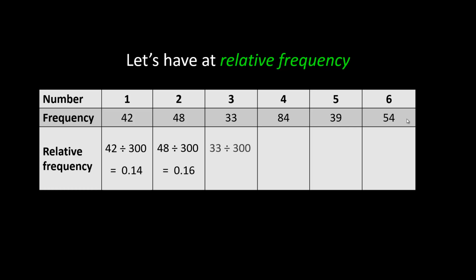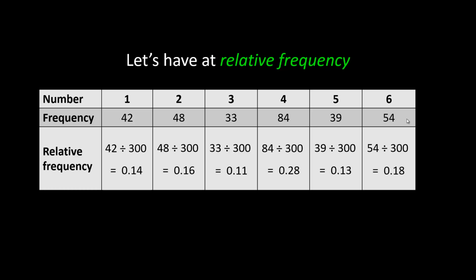So 3, there were 33. Now 33 divided by 300, 0.11. Now 4, there were 84 of them. And if you divide 84 by 300, again we divided by 300 because that's how many rolls we had, that's 0.28. So we notice that's a lot higher than the other ones. 5 comes out with a relative frequency of 0.13, and 6, 0.18.